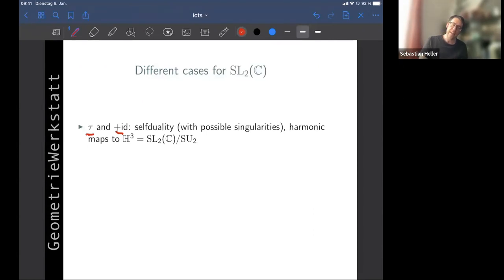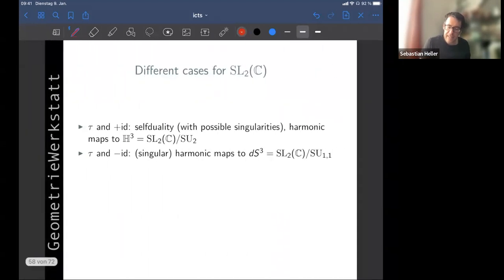So the twistor lines, the actual solutions of the self-duality equations, are exactly those where we have the global Birkhoff factorization into positive and negative part. And then the harmonic map is a harmonic map into hyperbolic 3-space, or you can identify it with the space SL2C mod SU2, because it parameterizes all the Hermitian metrics on a rank 2 vector space.